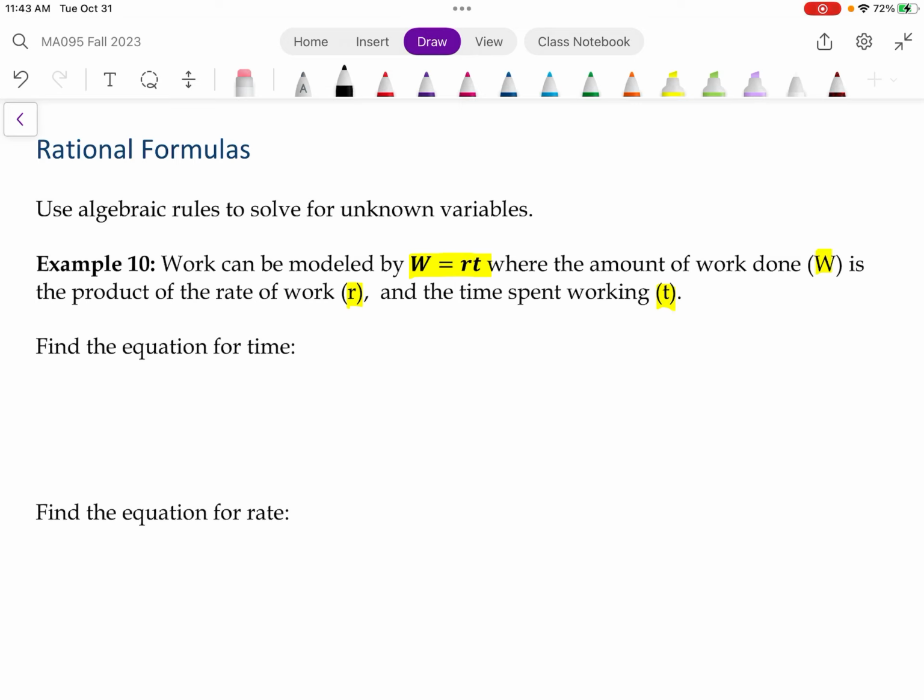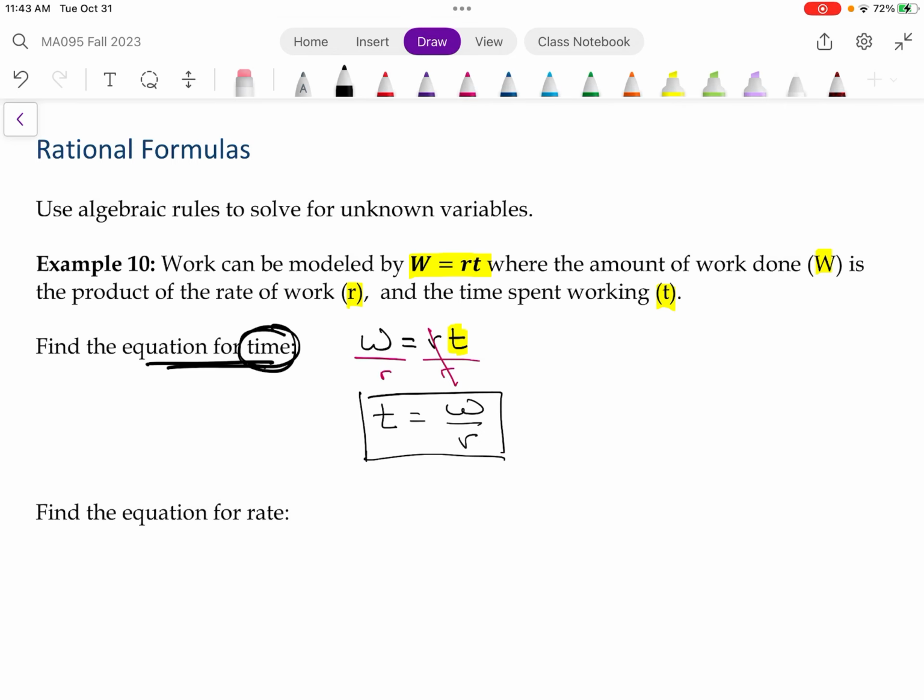All right, so we've got W equals R times T. So find the equation for time. That means time needs to be isolated. In other words, isolate the T. So how would you isolate the T? Well, you just need to divide both sides by something. What would that be? And a lot of people say the T. Well, then T is going to end up on the bottom and it won't be isolated. You want it isolated. How are you going to get it by itself? You're going to divide by R. Okay, so now the new formula is T equals W over R. Okay, so that's our formula for time.